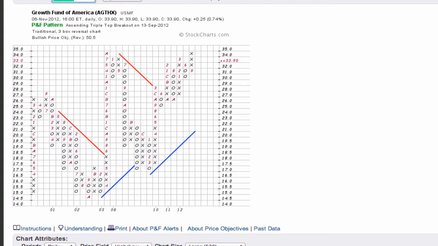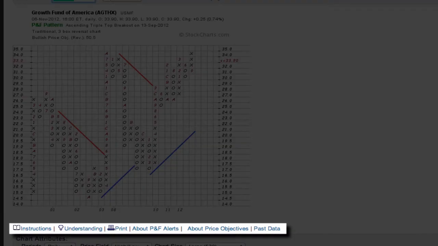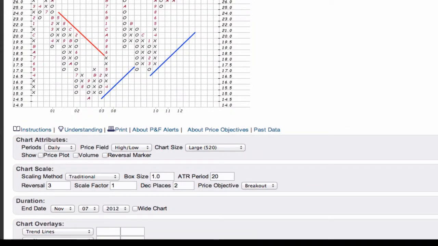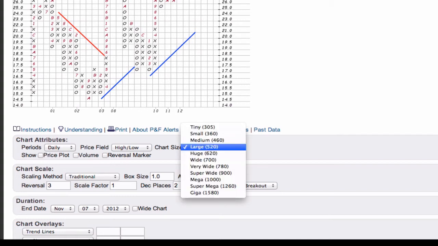Just below the chart, you'll see a line with the following blue links: Instructions, Understanding, Print, About P&F Alerts, About Price Objectives, and Past Data. Just below that line, you'll see a box titled Chart Attributes. And that's where we're going to focus first. Look for the drop-down menu to the far right for Chart Size. Click on the drop-down box and find the size identified as Mega, and in parentheses, 1000.